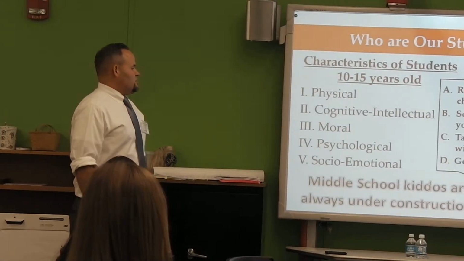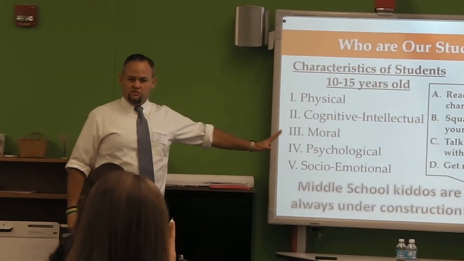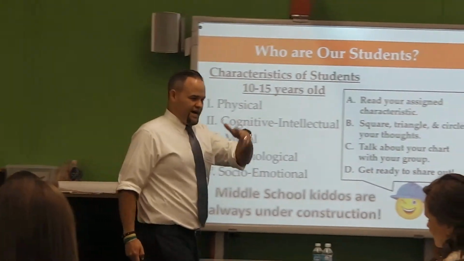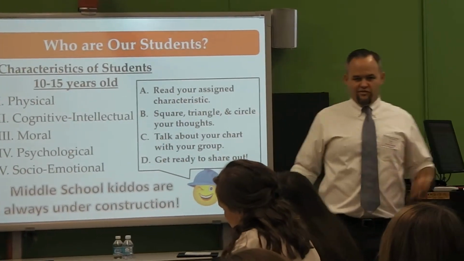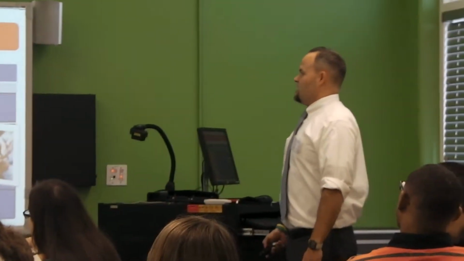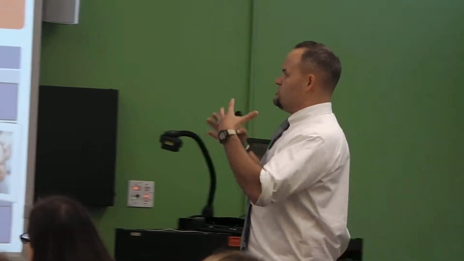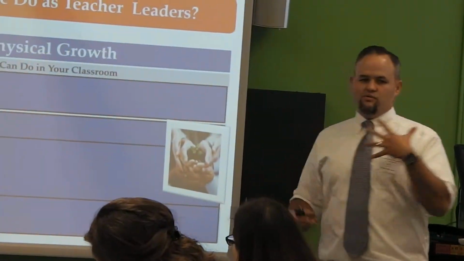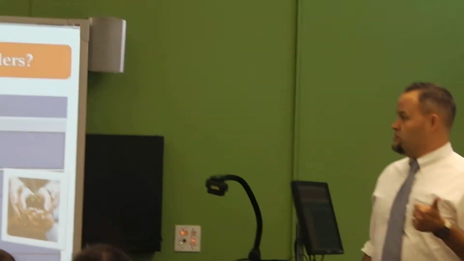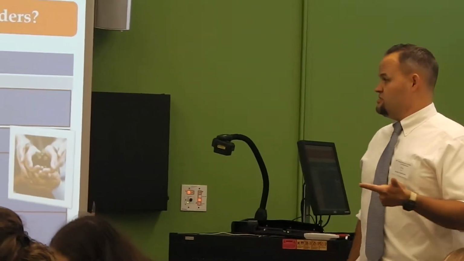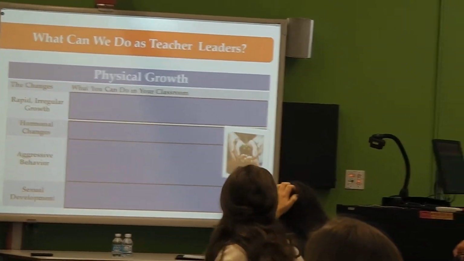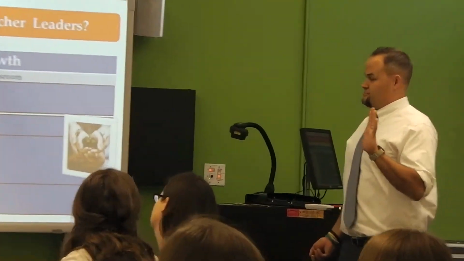All right. Middle school kids are always under construction. Always under construction. All right? Most guys, adults even, have never really graduated from being 13. So we're still under construction. Okay? All right, so these are some things that you can do in your classroom with the changes that you're going to see with those kids. All right? Rapid irregular growth, hormonal changes, aggressive behavior, and sexual development.